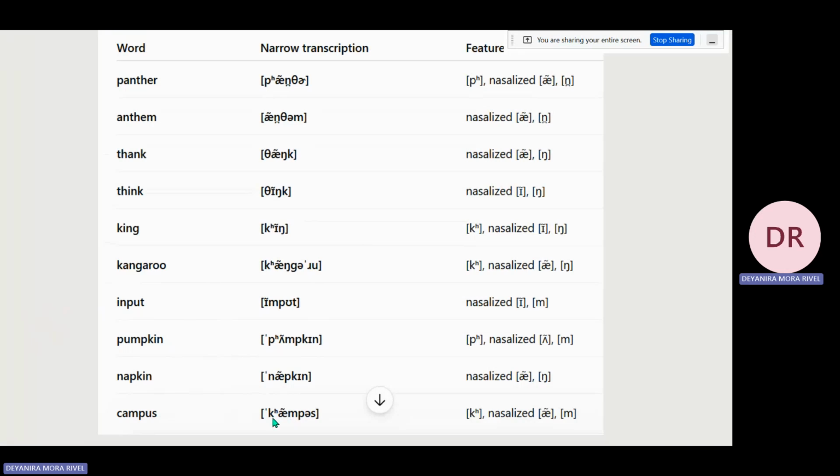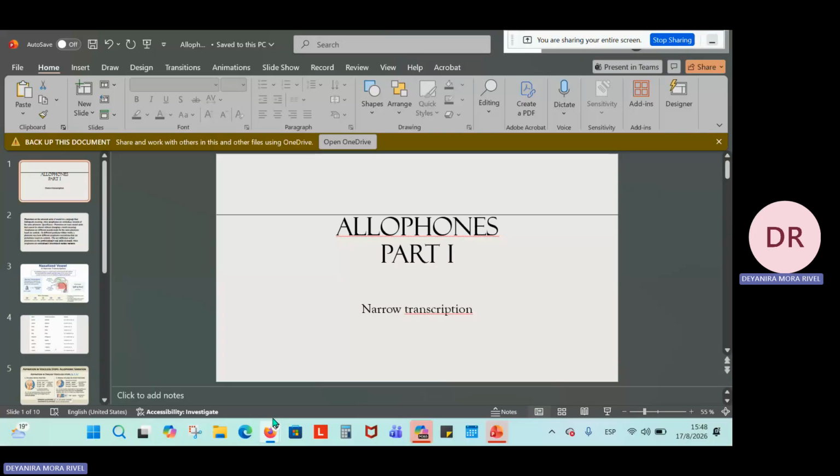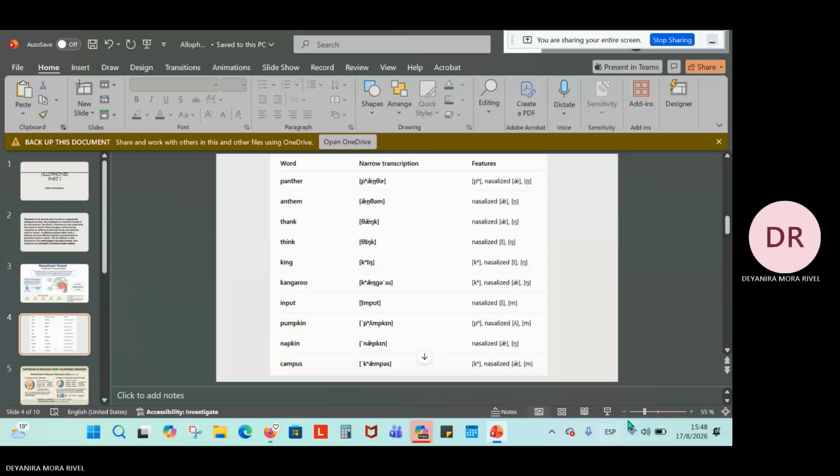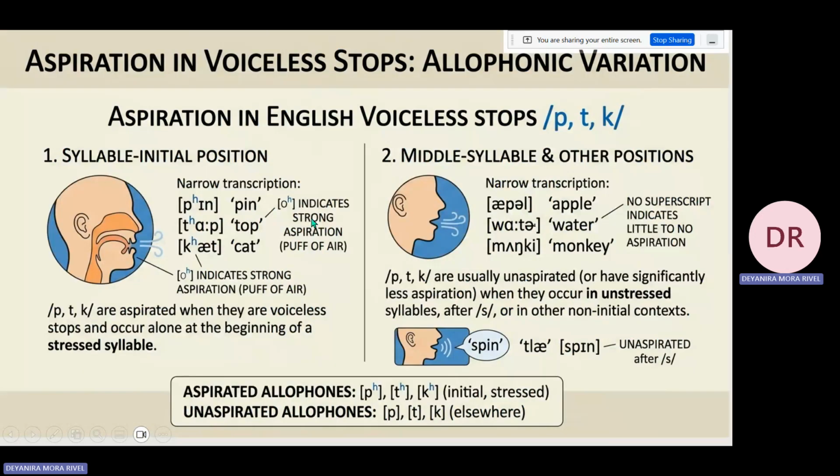Now, at the same time, look at this K, right? This K here. Look at this K that has that little H and this P and this K. Okay, so that's the next sound that we're going to see, which is aspiration of voiceless stops. So aspirated voiceless stops, P, T, K.